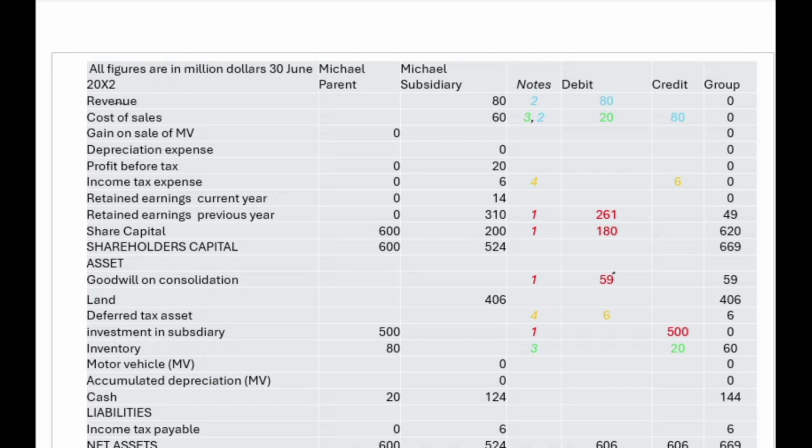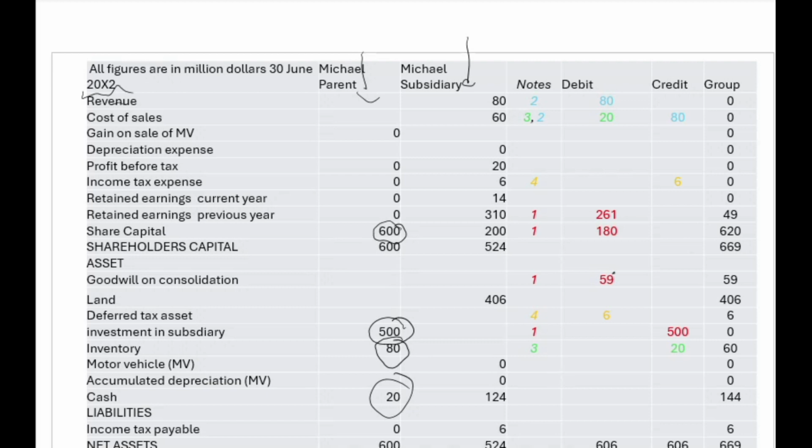In the group financial statement, we can see that there's Michael parent and Michael subsidiary. Michael parent has share capital of 600 million and the investment of 500 million. They bought inventory of 80 million in this year, that's 30th June 20x2, in the current year. And there's cash that is remaining, which is 20 million.